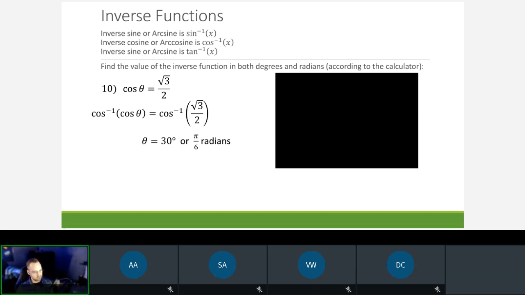Which one do you want? Directions: find the value of the inverse function in both degrees and radians according to your calculator. Yep, I want both.